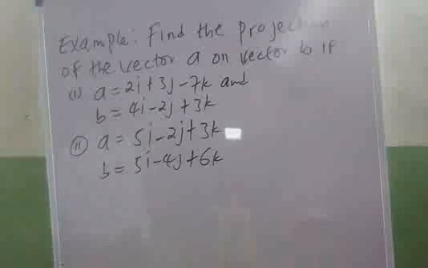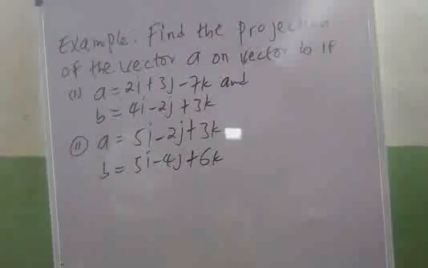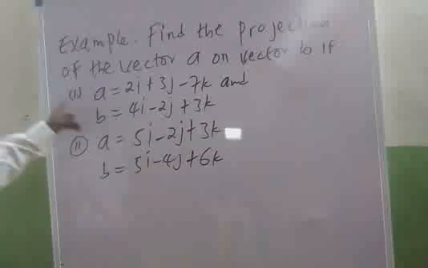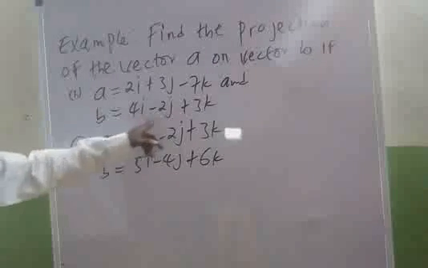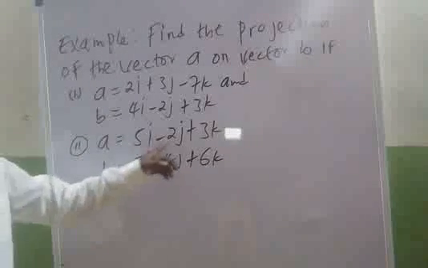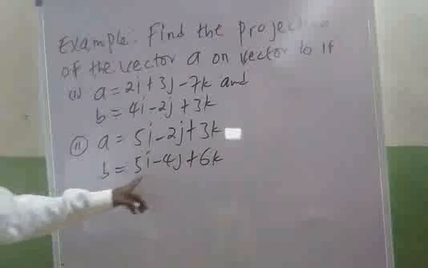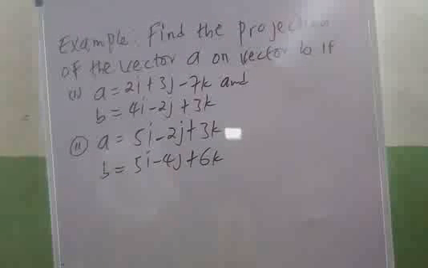Now let's take some examples on projection. Find the projection of the vector A on vector B if 1, A is equal to 2i plus 3j minus 7k, and B is equal to 4i minus 2j plus 3k. Then 2, A is equal to 5i minus 2j plus 3k, and B is equal to 5i minus 4j plus 6k. So now let's quickly look at this. We'll take them one by one.